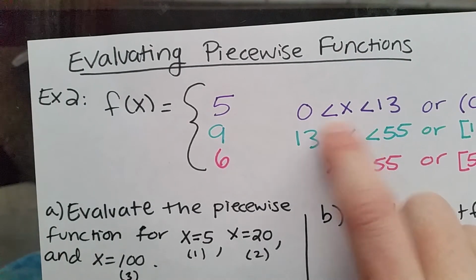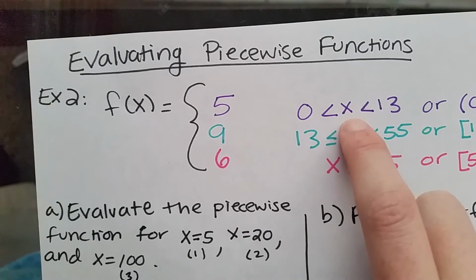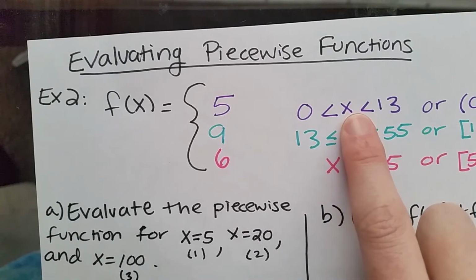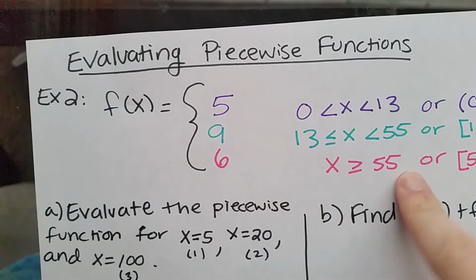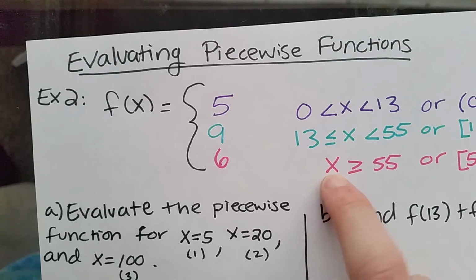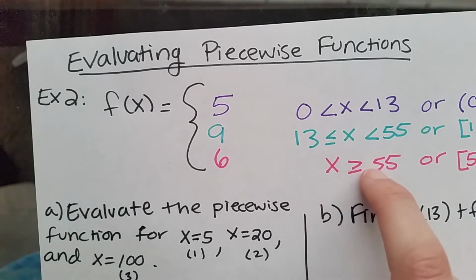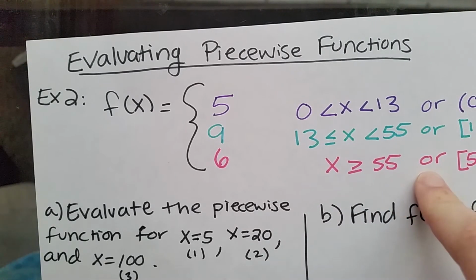So if I look at my first interval, is 20 larger than 0? Yeah. But is it less than 13? No. So the first one fails. It super fails. Now this last one, if I put a 20 in there, 20 is not greater than or equal to 55. So that one fails.